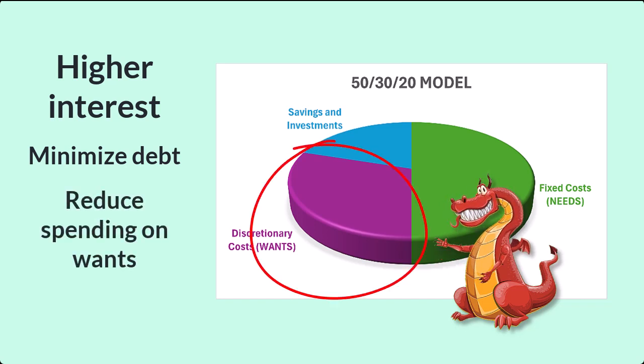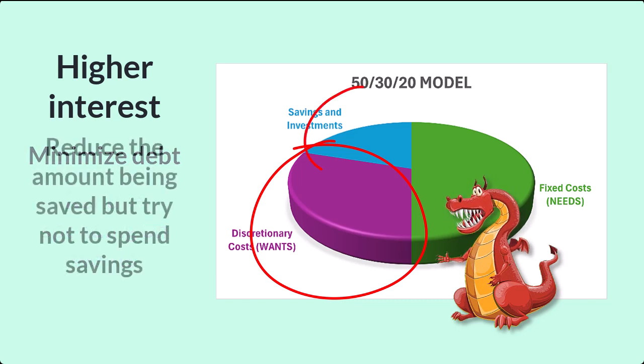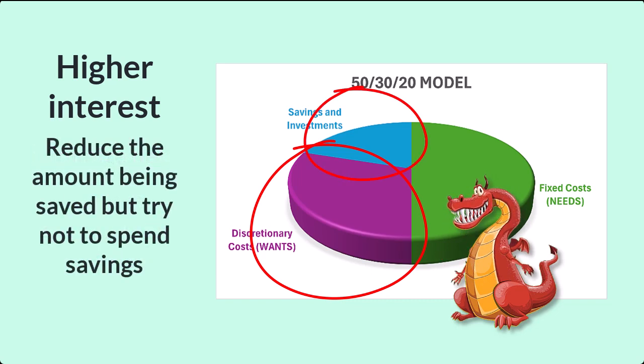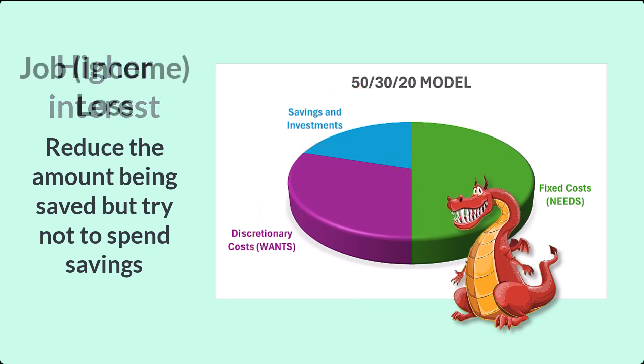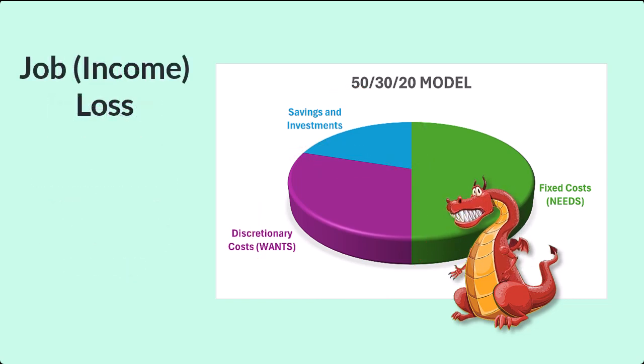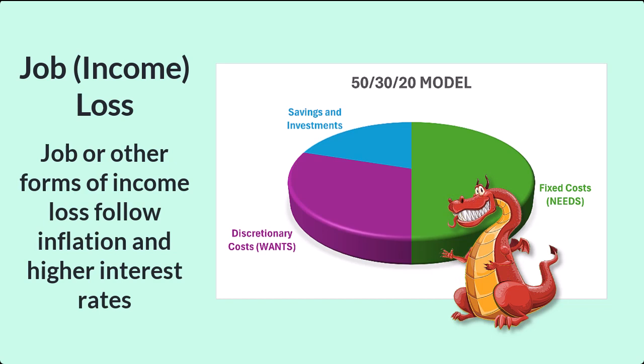Again, reduce discretionary spending first. Try not to use savings. If you are in real trouble, you may need to cut investing temporarily to reduce debt or make your debt payments. Why have I been recommending cutting spending over using savings? Because of the triple whammy: higher costs, higher interest, and job loss. What if you experience all 3?